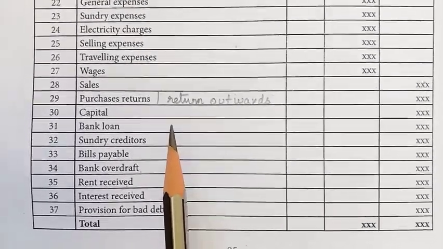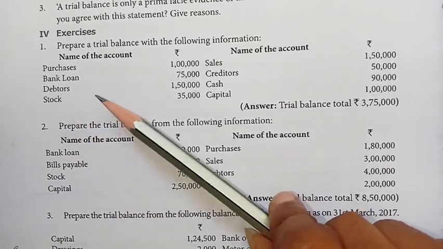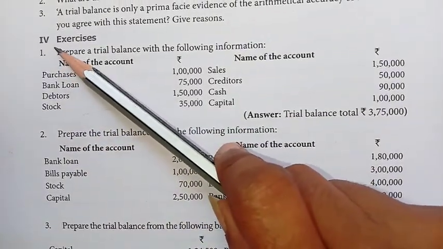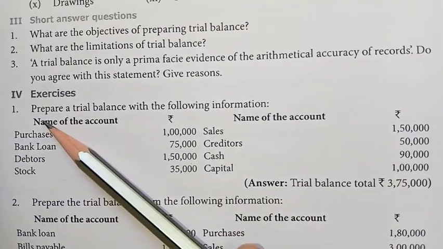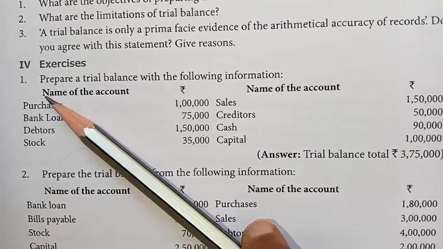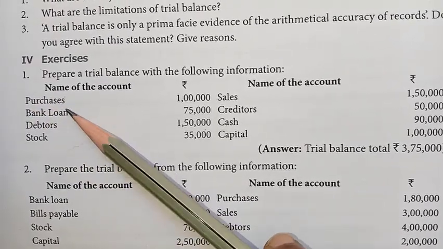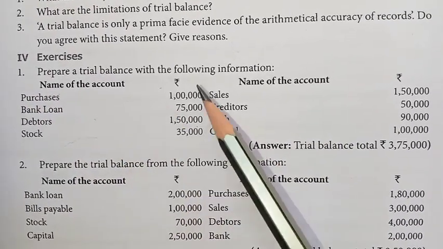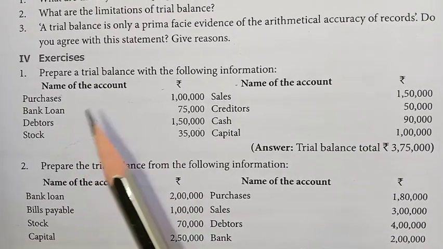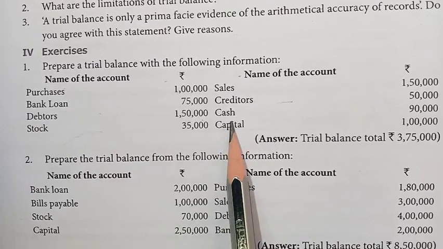So shall we continue with the exercise? This is exercise 4, question number 1 in the new textbook. In the old textbook it is on page number 128, exercise 4, question number 1. Using these, you have to categorize whether each comes in the debit side or the credit side. Both the sides should be equal.